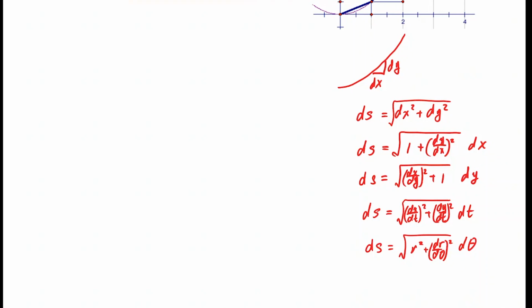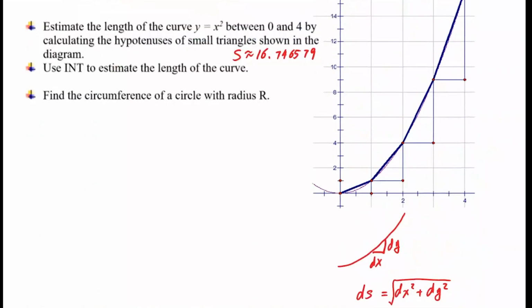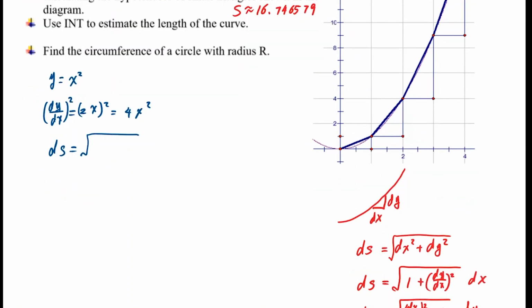So we do need dy over dx. Okay, so let's go back here. So I will start with y is equal to x squared. Okay, and dy over dx is, of course, 2x. And we'll square it while we are at it. So we get 4x squared. Good. And my ds will be the square root of 1 plus dy over dx squared. So 1 plus this thingy. Good. That's what we are going to integrate.